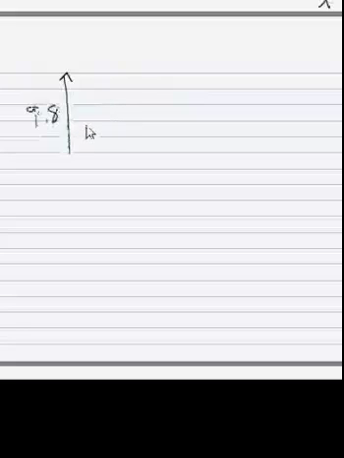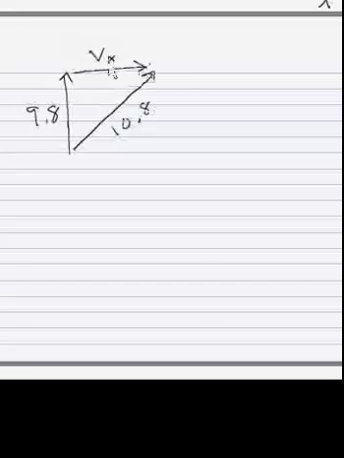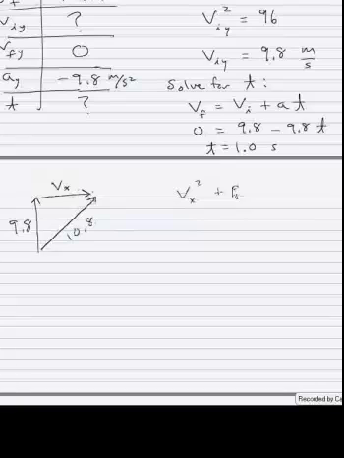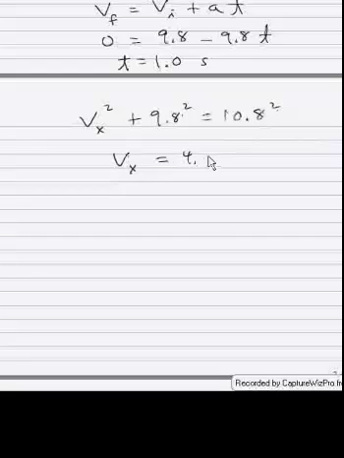We know that the person always throws the ball with a speed of 10.8. And so what we're looking for now is V sub x. So this is a right triangle. V sub x squared plus 9.8 squared has to equal 10.8 squared. And that gives us an x velocity of 4.54 meters per second.